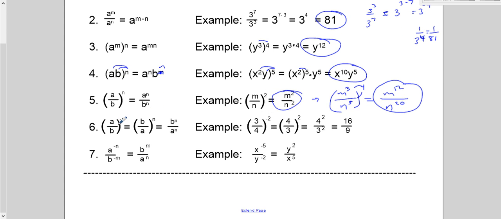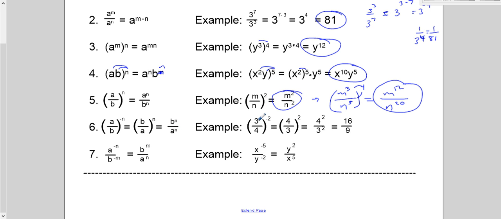The 6th law is if I have a negative exponent on a fraction, that fraction just flips. We talked about that, where you have the reciprocal. So a over b now is b over a. That negative goes away. And then I have an exponent on the outside of parentheses, and it gets distributed into both components on the inside, so b to the n and a to the n.